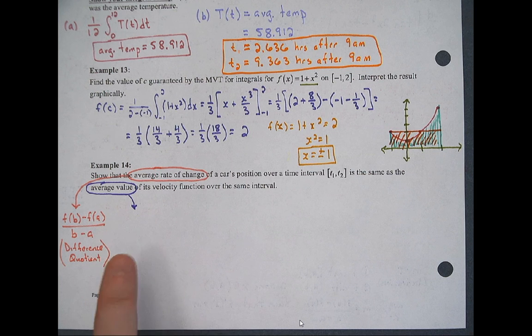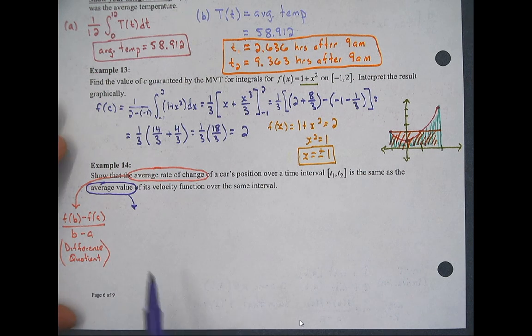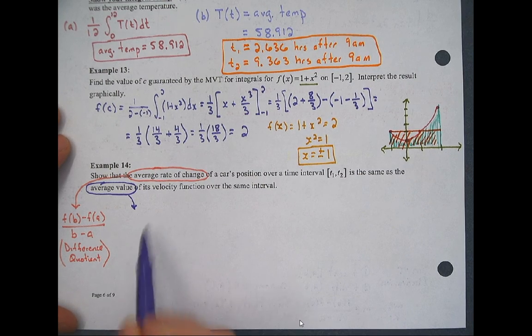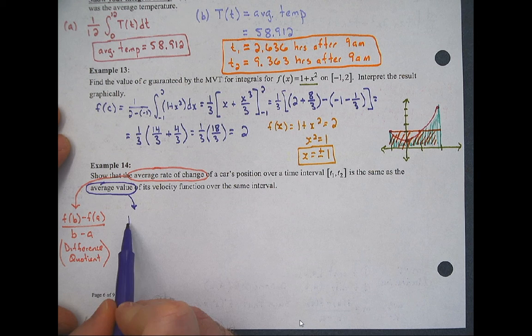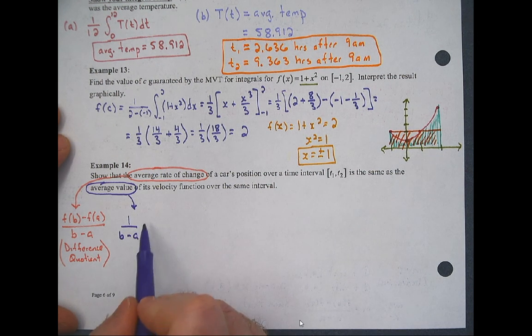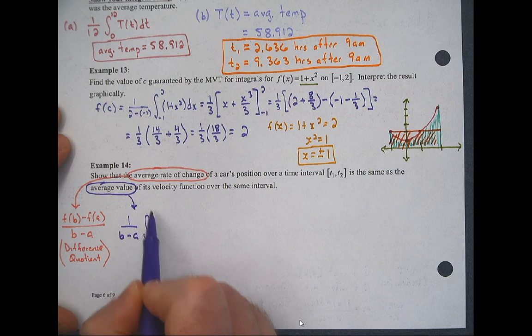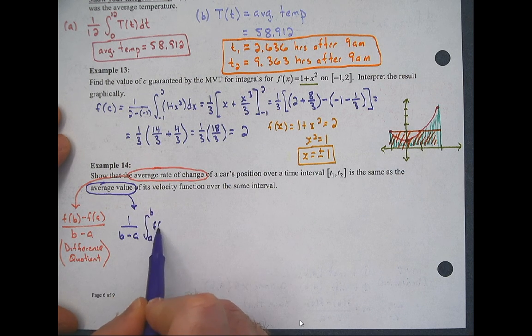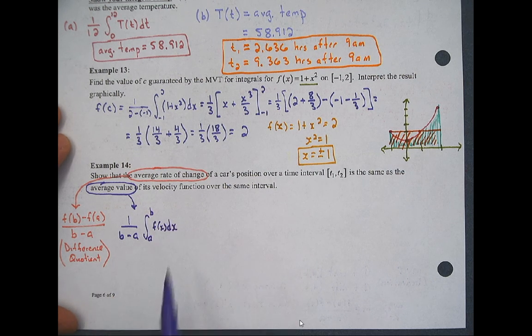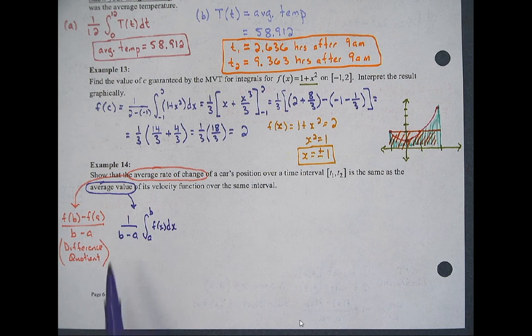Okay, now the average value, if you haven't done that yet, pause and try to think. The average value is calculated by adding up all the values and dividing by how many values there were. I like to write it like this: 1 over b minus a, that's how many values there are, multiplied by the integral from a to b of f of x dx. Corpy likes to put that b minus a on the bottom. It's going to get us the same thing.